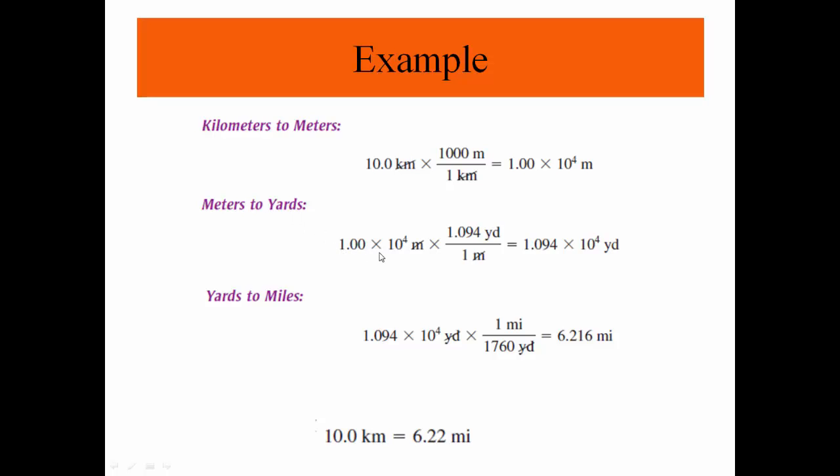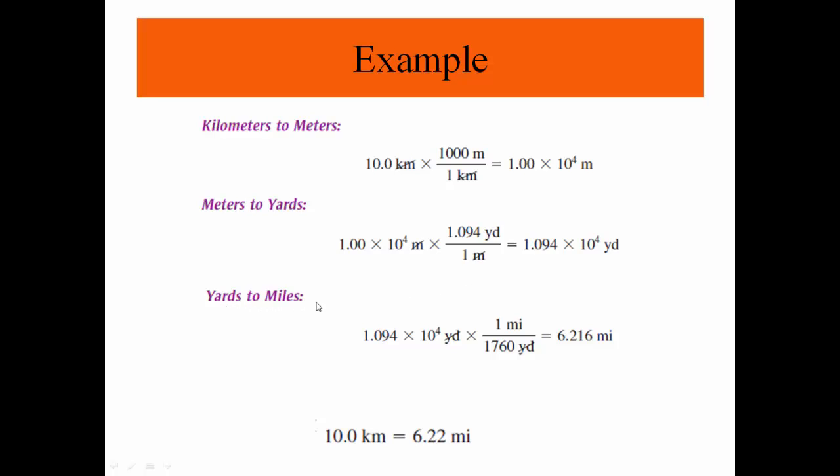We have 1.00 times 10 power 4 meter times this conversion factor, 1.094 yard divided by 1 meter. Again, we cancel these two units and what remains is the value in terms of yards. So the answer is going to be 1.094 times 10 power 4 yards.